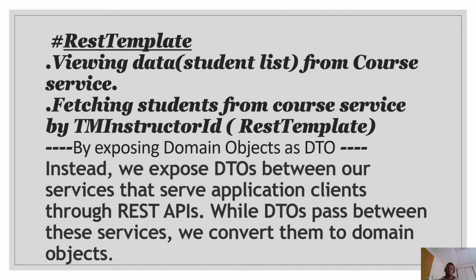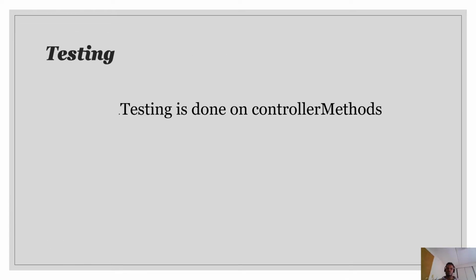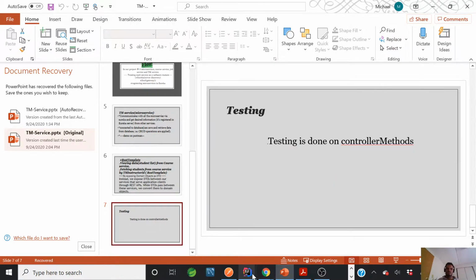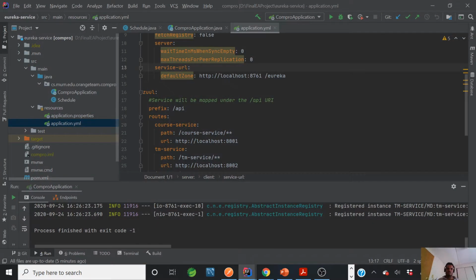in order to use, instead of exposing our domain objects, data transfer objects, just to reduce or avoid the complexity of our projects to the client. Finally, we tested some of our methods, and let me go over how the code works.